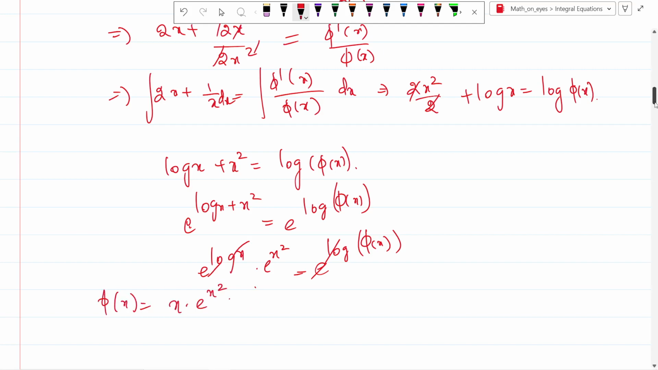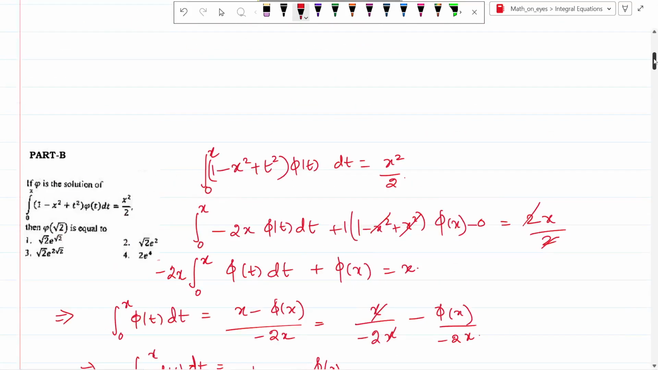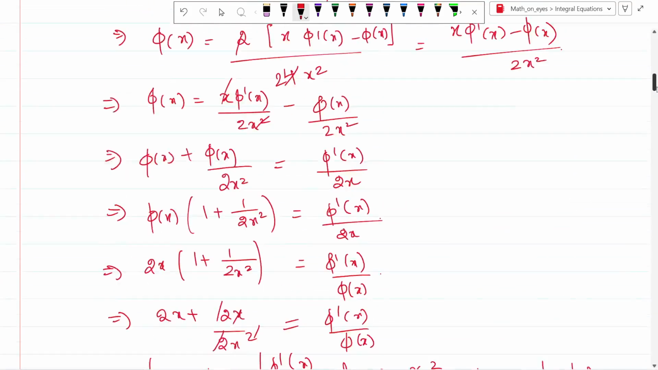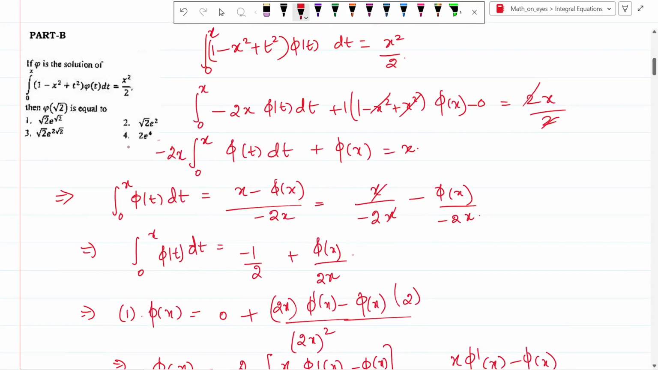Now they have asked the question for phi of root 2. So phi of root 2 will be root 2 into e to the power root 2 the whole square. So that is root 2 into e to the power 2. So the correct answer is phi of root 2 is equal to root 2 e power 2. So the second option is the correct option.